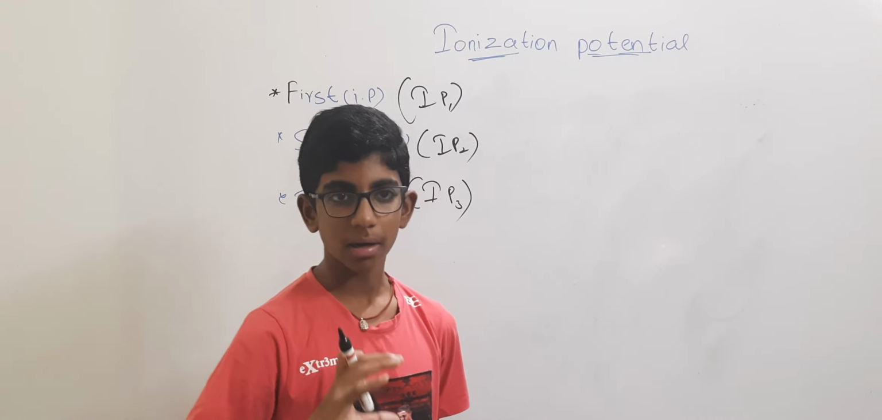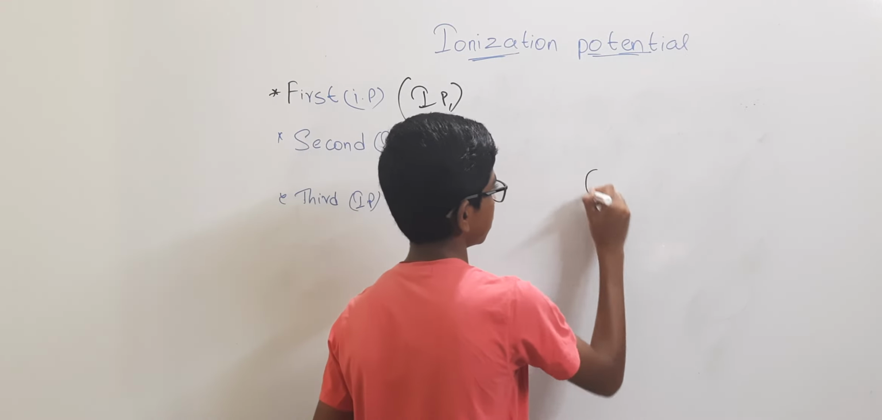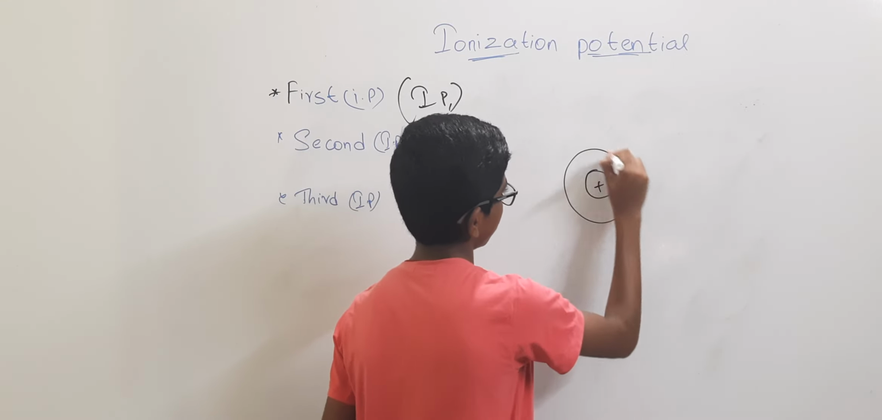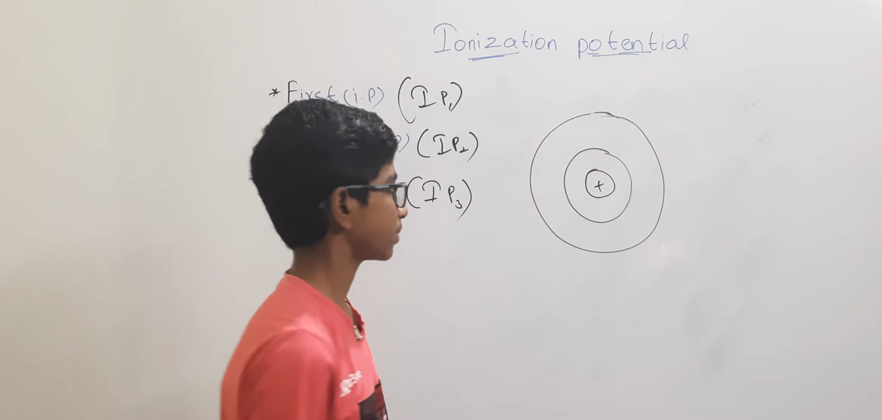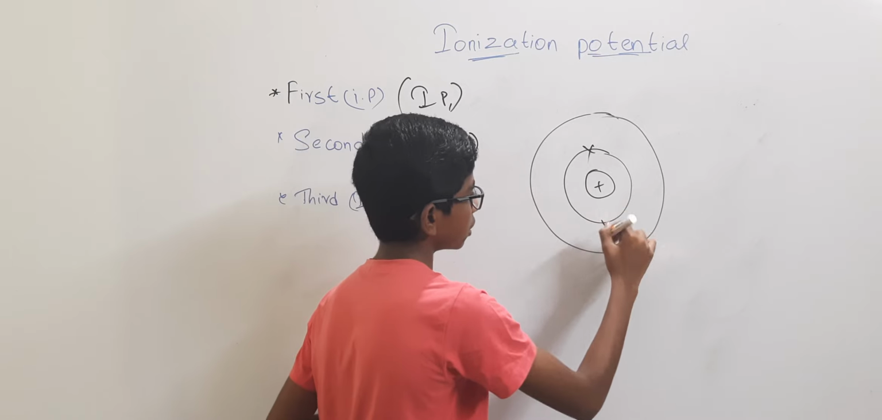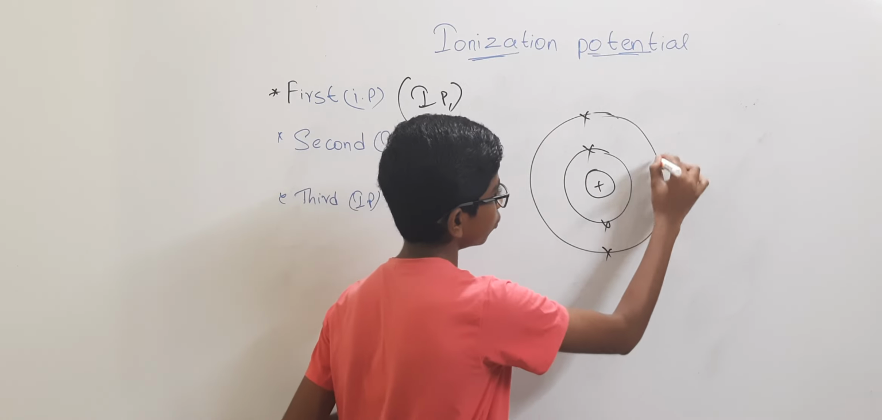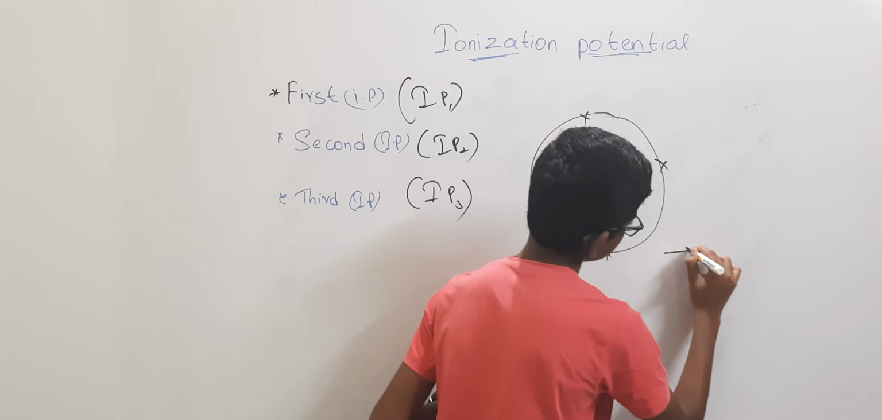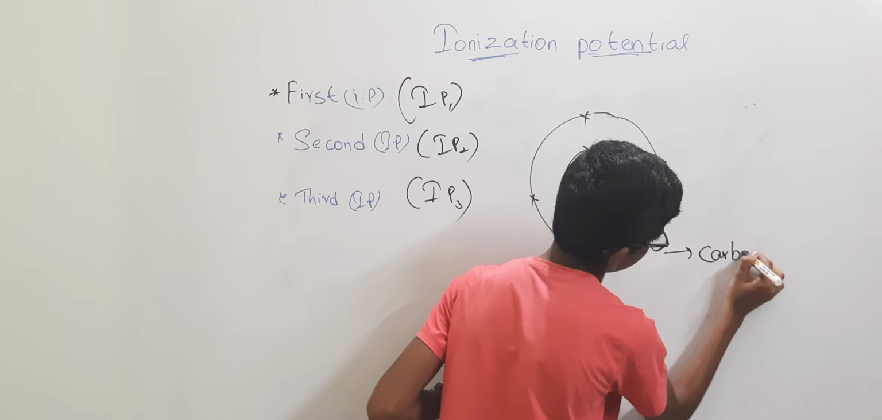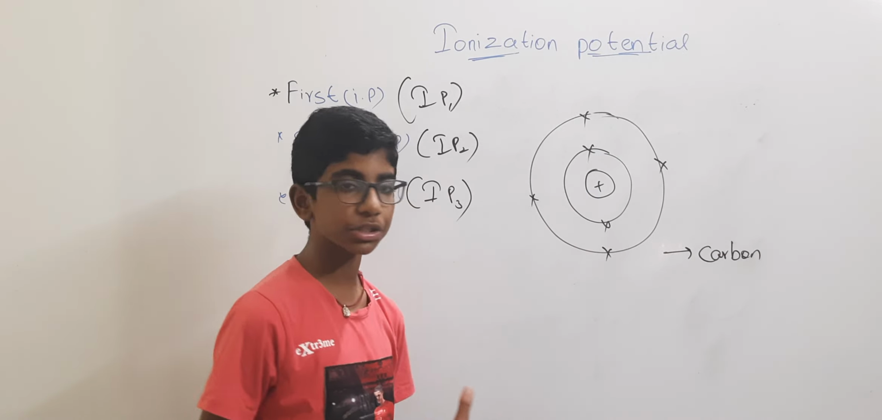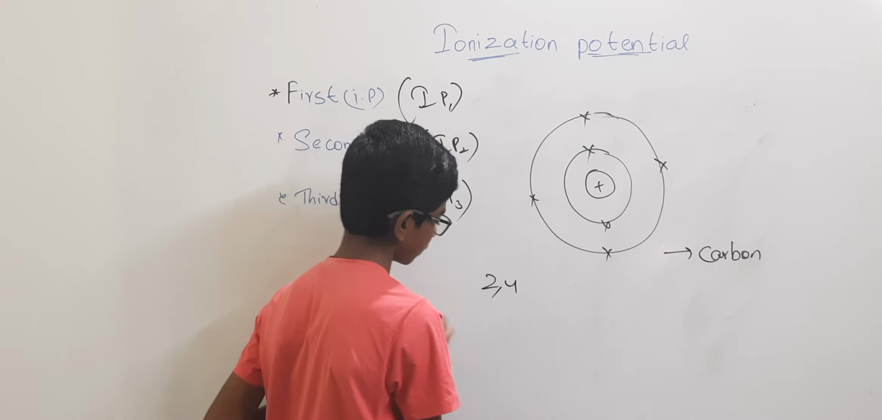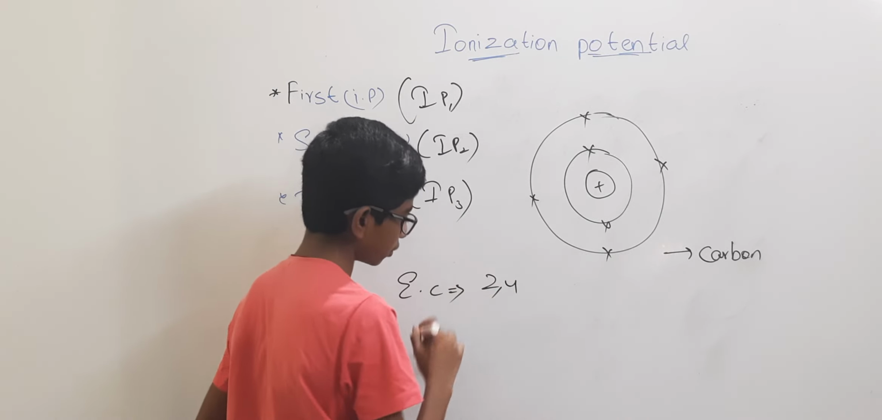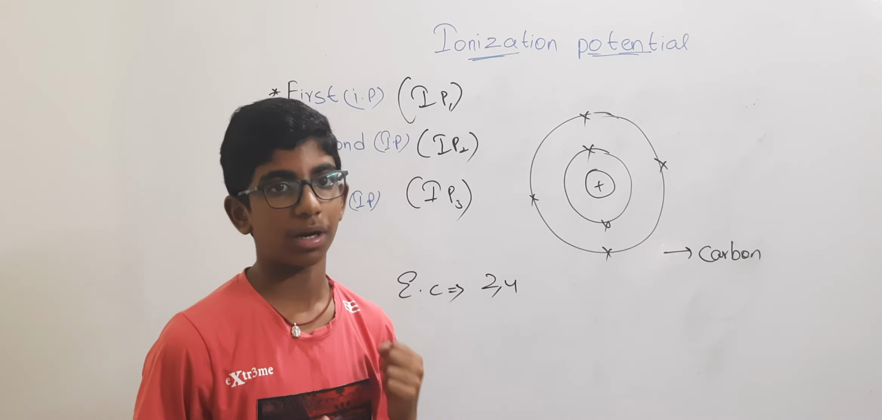First we have to draw an atom structure. This is the nucleus, first shell, second shell. Again we take the element carbon. First shell 2 electrons, then 1, 2, 3, 4. This is carbon. What is the configuration of carbon? The electronic configuration is 2, 4 for the carbon atom.